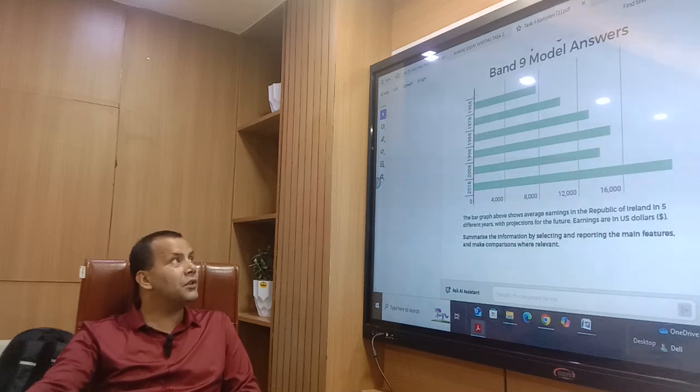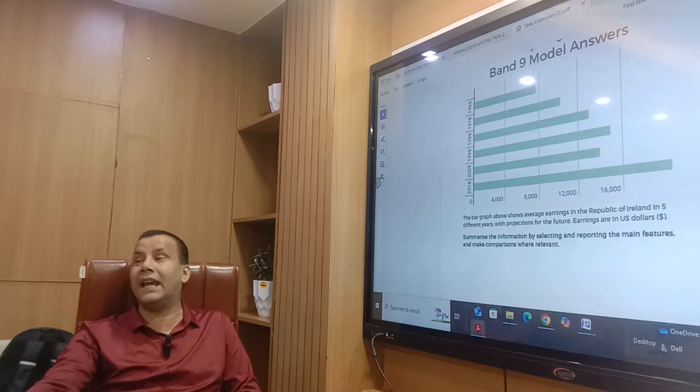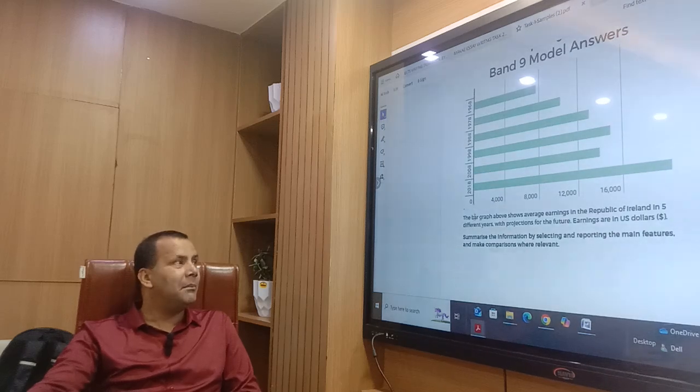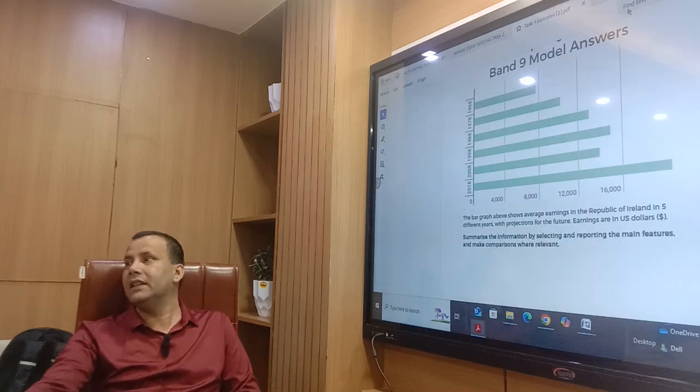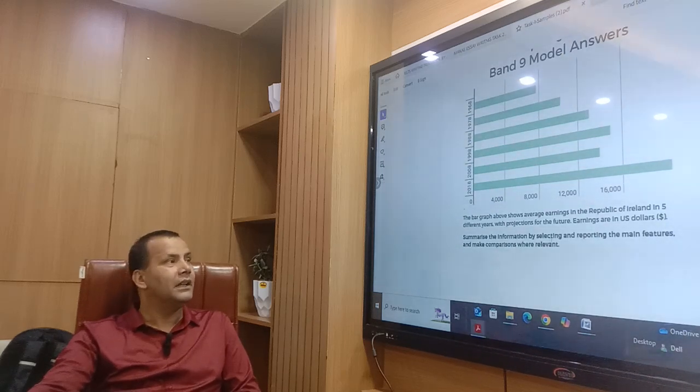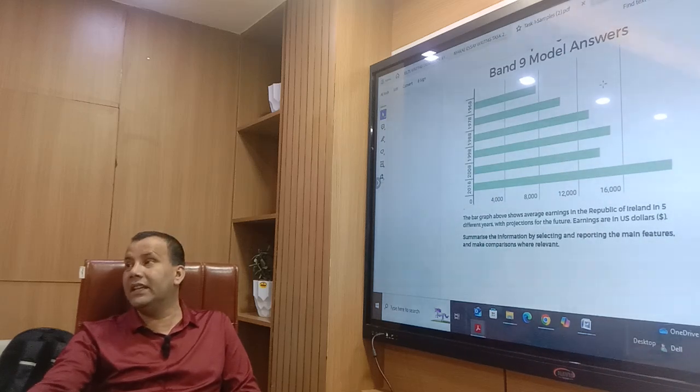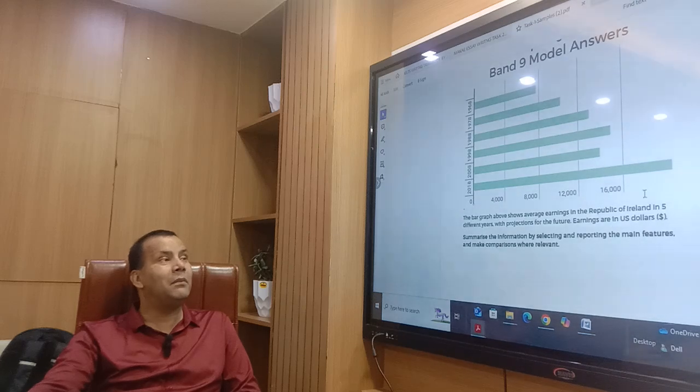Now I am going to make you understand line by line. See the question here. First, don't read what has been explained in the data. Read the question only. The bar graph above shows. Shows means display, reveal, exhibit, illustrate, highlight. The average earnings. Earnings means income. Average earnings in the Republic of Ireland. Ireland is the name of a country, which is in Europe. In 5 different years. The question says there is a country named Ireland, and people of that country earned money.